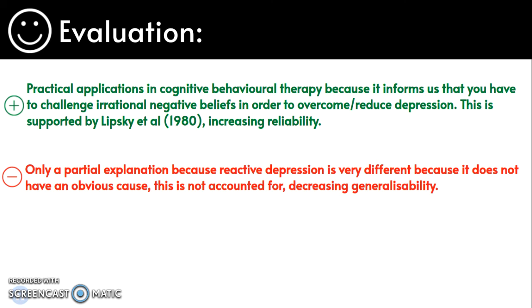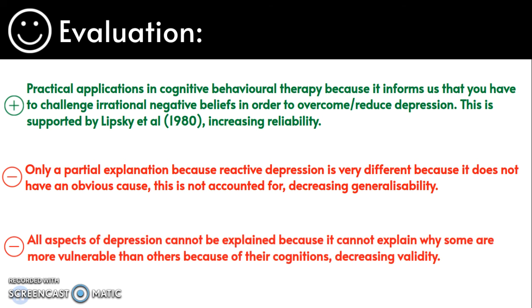However, a weakness is that it's only a partial explanation because reactive depression is very different, because it doesn't really have an obvious cause. But this is not accounted for, decreasing generalizability. Another weakness is that not all aspects of depression can be explained, because it cannot explain why some are more vulnerable than others because of their cognition, which decreases validity.